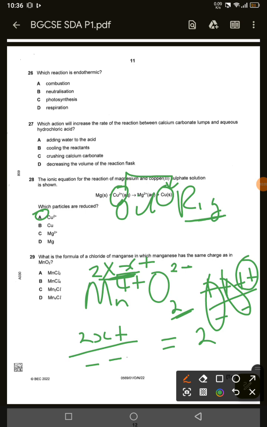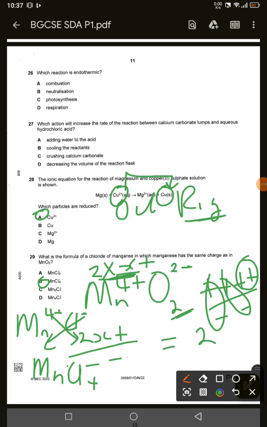So if that's the case, that means Mn is 4 plus, and then chlorine is in group 7, so it forms Cl minus ion, and then you cross over, and you form MnCl4. So our answer is going to be B.